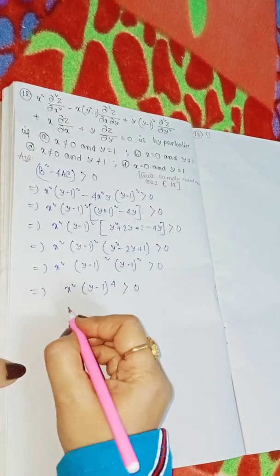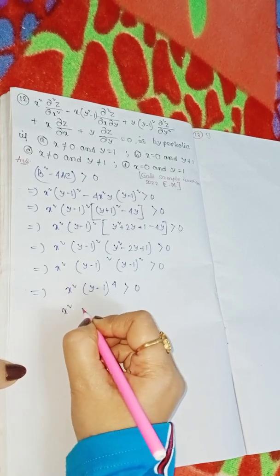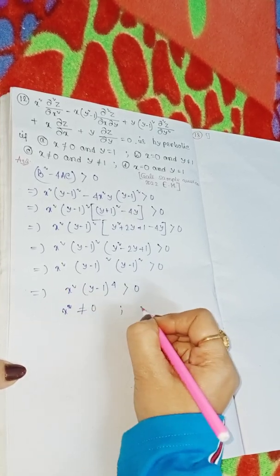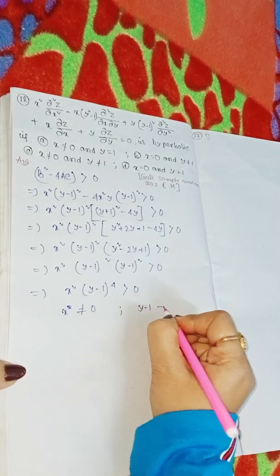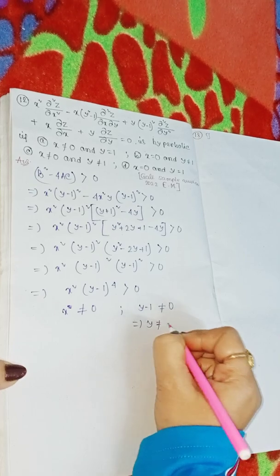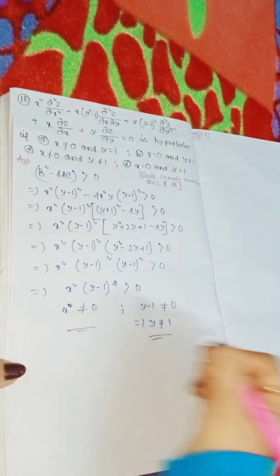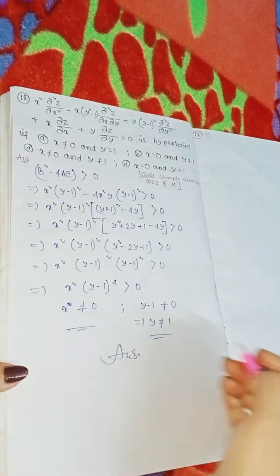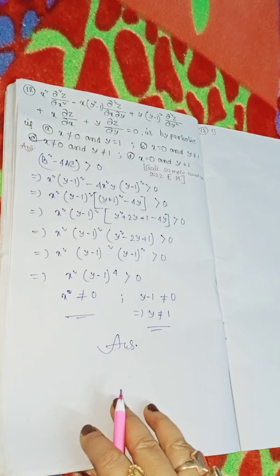Now we may say x is not equal to 0, or y − 1 is not equal to 0. So that implies y is not equal to 1. So we reached our required solution, and our correct option is option C. So this is the whole solution of question 12.